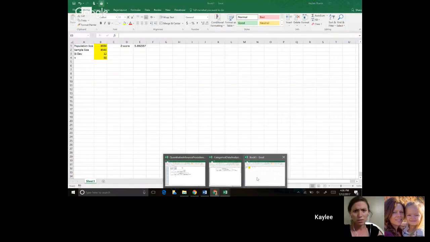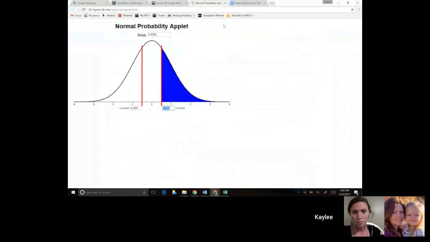Okay, so for number 9, we both got the z-score of 5.892, and then when we tried to put that in the applet, it would not work. Let me see what I got. 5.82. What is the probability of the mean? So I got 0.991. Let me see why I got that. It probably didn't work because it's too big to put in the applet, I'm guessing. Yeah.